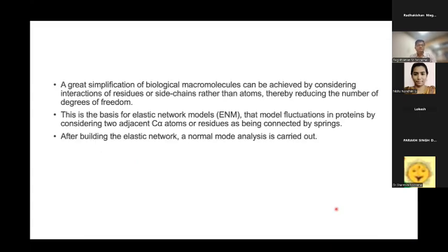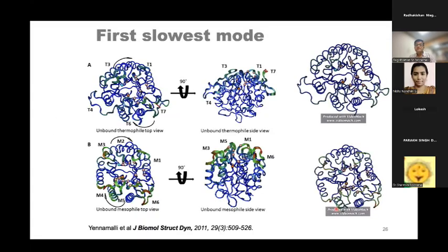So what you do is you take the elastic network models and you start seeing the slowest mode. In this particular case, this is the top view, this is the side view. The protein is going in a shear-like motion. It is going zigzag, zigzag like this. If you draw a line here, that is the hinge using which it is doing the zigzag motion.